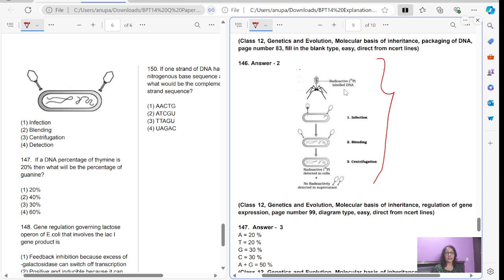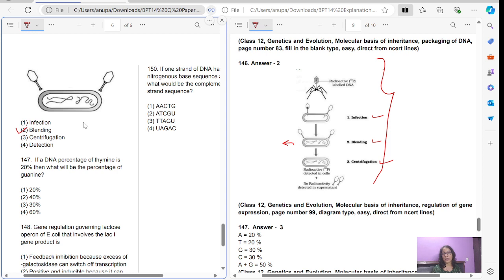That this is a radioactive labeled DNA. This stage is known as the infection stage, this stage is known as the blending stage, and this stage is known as centrifugation. Now let's match this image with this. So here in the question this image is given. So the answer for this question will be option number 2, blending. You have to memorize the Hershey and Chase experiment images and each stage as well.